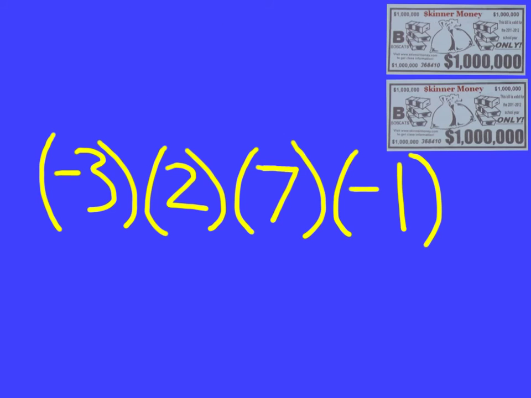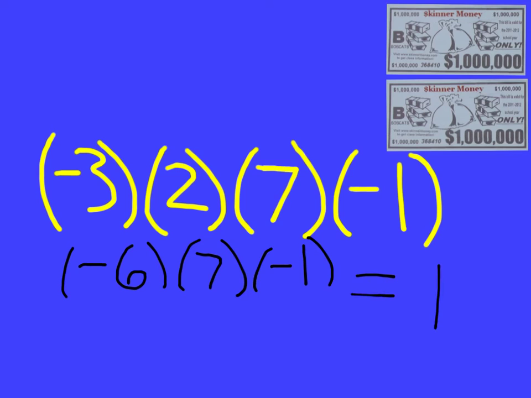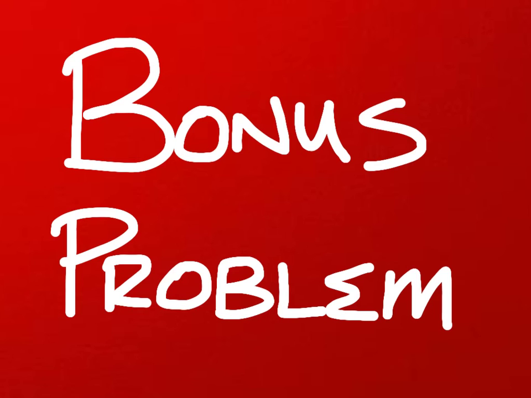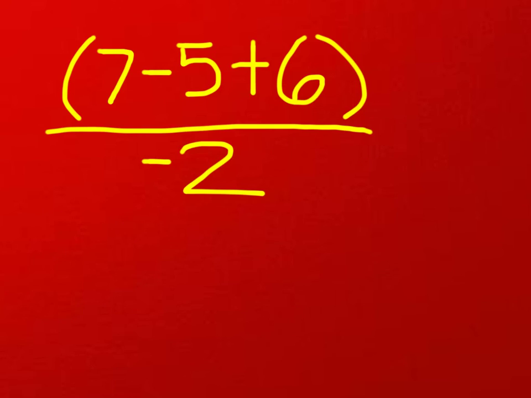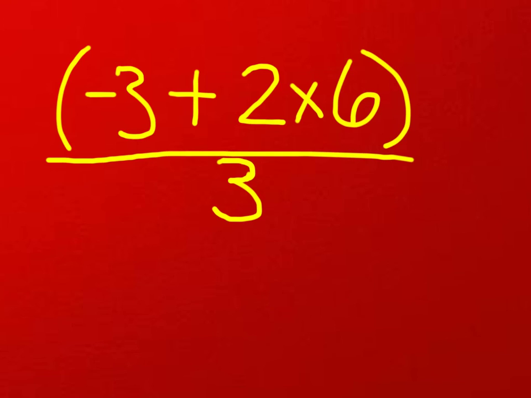Alright, practice problem number 3. Negative 3 times 2 is going to be negative 6. Negative 6 times 7 is going to give you negative 42. And when you multiply it by the negative 1, it'll give you positive 42. And I forgot to record that.